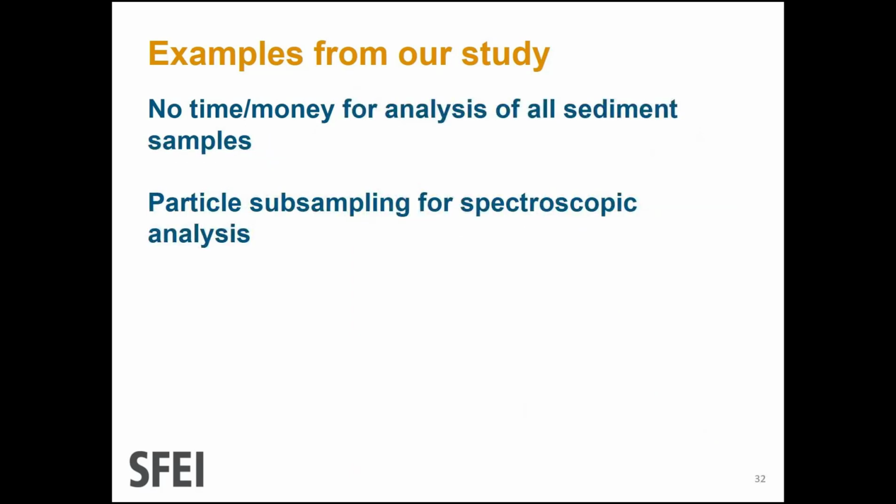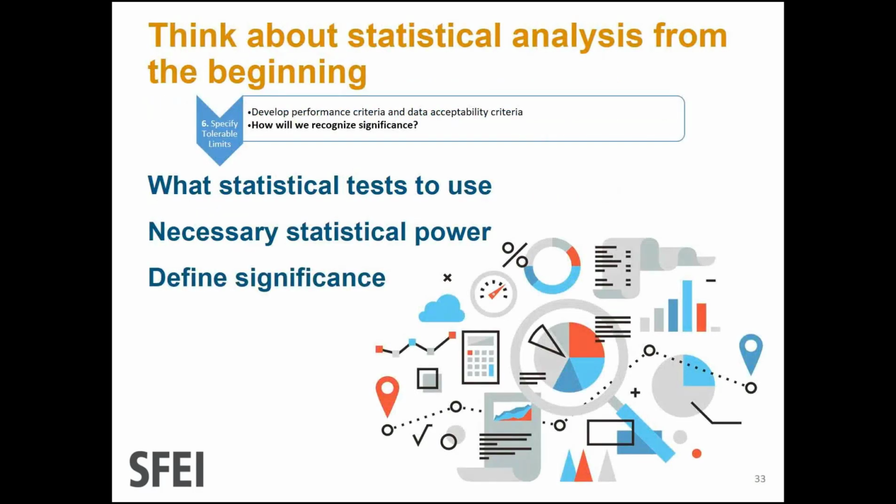Another example is that many of our samples had thousands of particles, which is too many to do spectroscopic analysis on all of them. And so we ended up subsampling particles within each sample for our analysis to definitively determine the plastics. And Chelsea will talk about that more during her talk later.